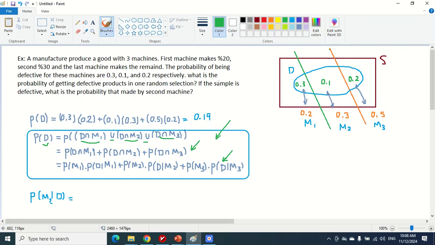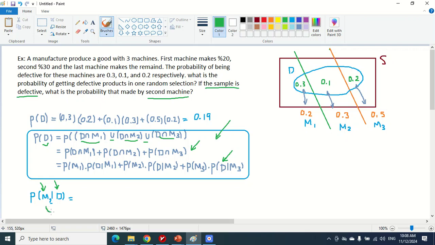Right now, in the second part of the question, they said that the sample is defective, meaning that one piece of information is given: it has already been established that the given sample is defective. Then they ask you to find the probability that the defective case was made by the second machine, meaning we are looking for the probability of M2 given that the product is defective.